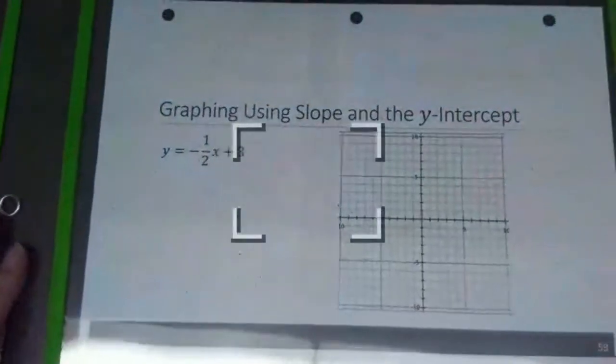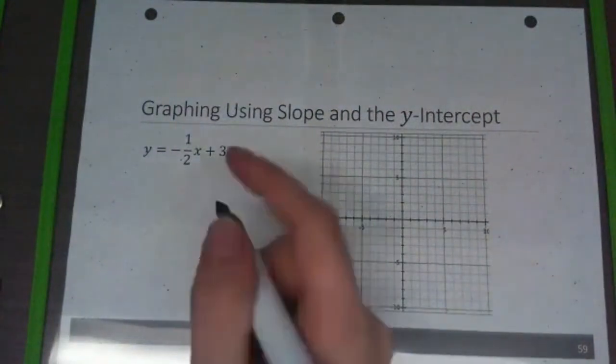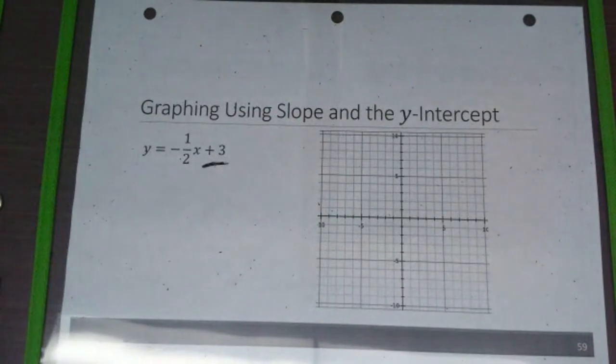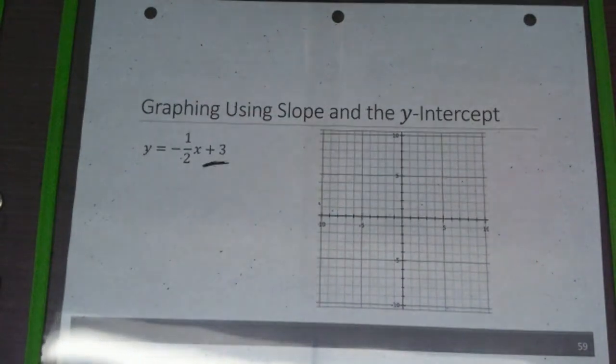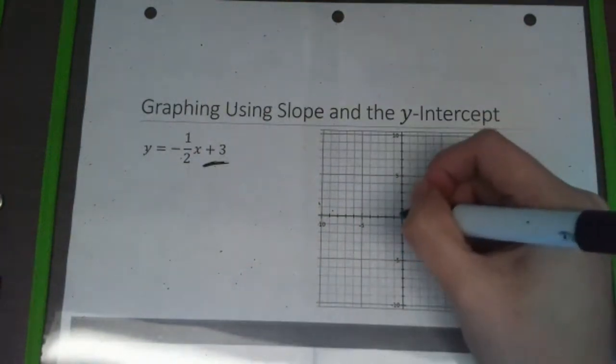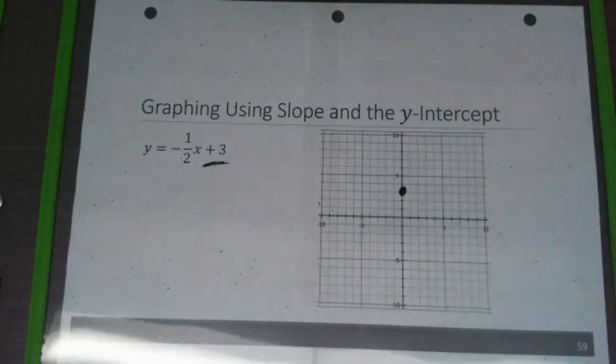One of my students' favorite ways to graph is graphing using slope and y-intercept. So we're going to start with the b value, a positive 3. That is going to be our first point that we plot, and we're going to plot it on our y-axis. So I want a positive 3, and I'm going to place a point. Now the slope is negative 1/2.